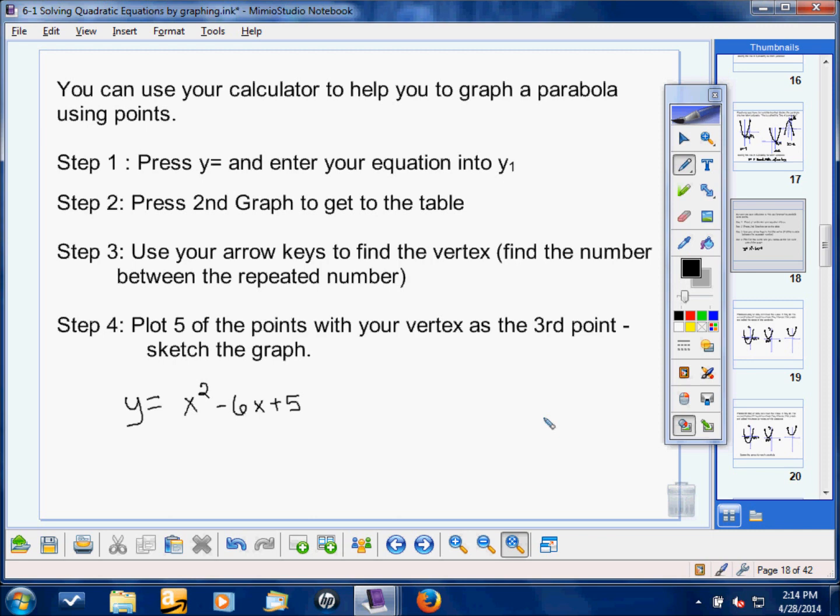What number do you notice in the Y column that has the same number above and below it? Where are you at? What are you looking at? Keep going, you should be down near 0, so use your arrow. Wait, there's a 0 here, 0 there. This is it, right? Right there. Negative 3.